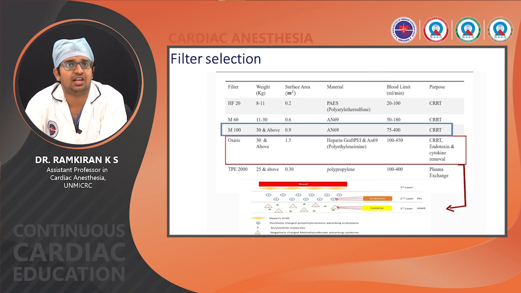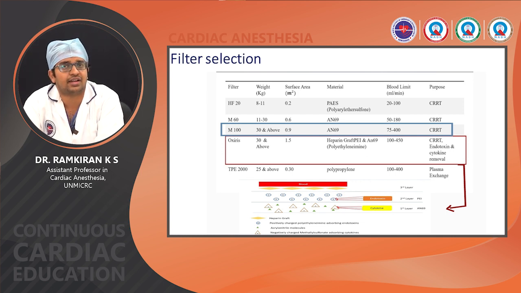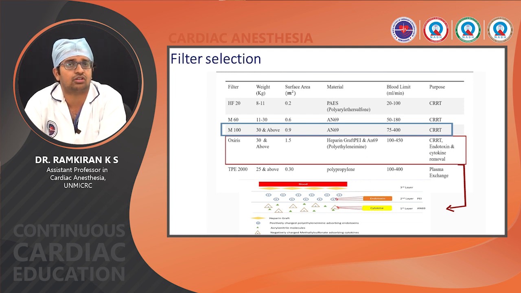It basically has 3 layers. The first layer, which is in contact with the blood, is the heparin graft. The second layer is used for endotoxin removal, and the third layer is used for cytokine removal. So this can also be considered in patients with sepsis. And apart from that, now we have filters which can perform the role of plasma exchange, that is a polypropylene filter, the TPE 2000, which is available. It exchanges plasma in a 1:1 ratio under proper monitoring, so that can also be considered.